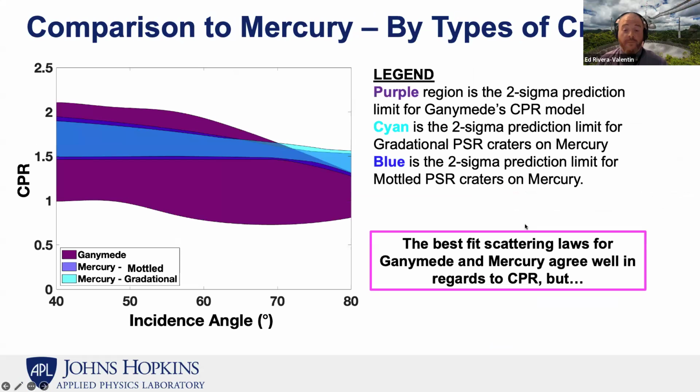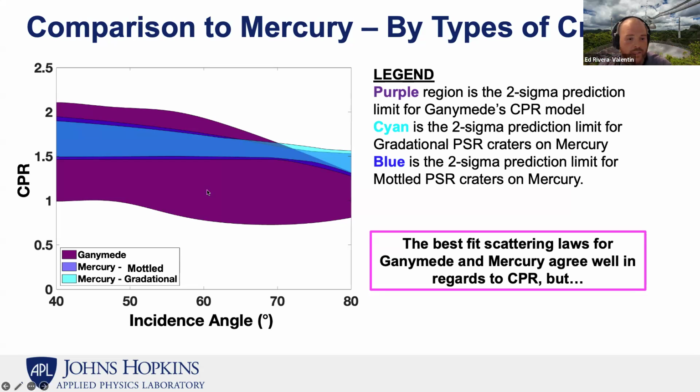As I mentioned, when we first found ice on Mercury, the thing was, hey, the CPR is high and it's kind of radar bright. So they're similar. Here I'm showing you the CPR in purple, that 2 sigma prediction limit from the model by Ganymede. In cyan, we're looking at the 2 sigma prediction limit for those craters on Mercury that were presenting that gradational pattern. And in dark blue, we're looking at those that were muddled, because the previous work showed that there were potential differences between those two.